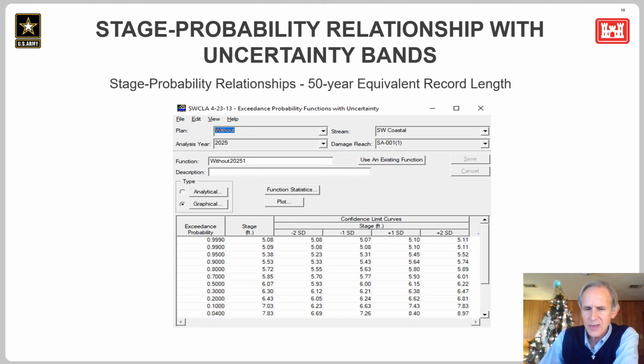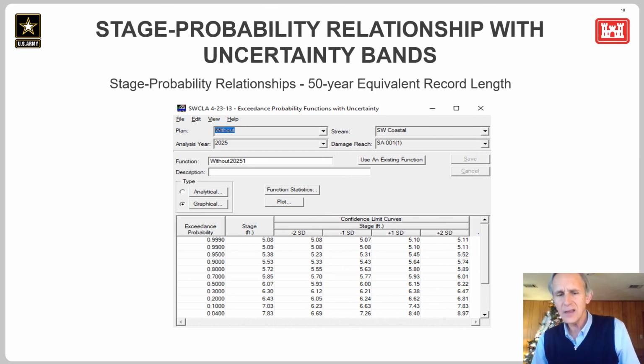So the 0.10 we said is the 10-year event, and the 0.50 means that's the 2-year event. So there's a 50% chance that at this stage, 6.07 will be exceeded. But notice now you have confidence limits around it. 1 standard deviation, so there's a 67% chance that 6.07 could be between 6 and 6.15. And there's 2 standard deviations. You can see 5.93 could be the lower, and then 6.22. So there's a much higher range there with 2 standard deviations.